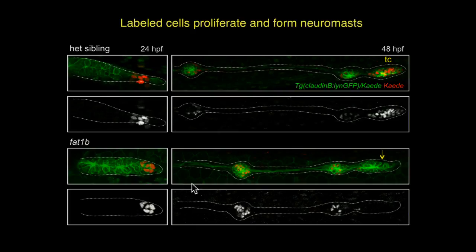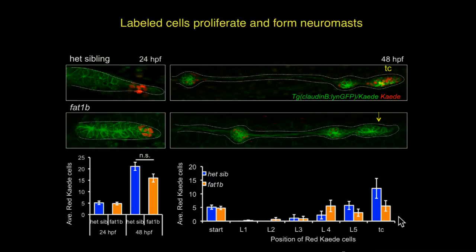And I initially looked at how cells are behaving within the progenitor region in these FAT1B mutants, once again using Kaede photoconversion, where we see in wild type, we very nicely see that these leading progenitor cells form the terminal cluster neuromasts. In contrast, in FAT1B mutants, we see that these labeled cells are incorporated into neuromasts, but are often completely excluded from this more leading region that forms the terminal cluster.